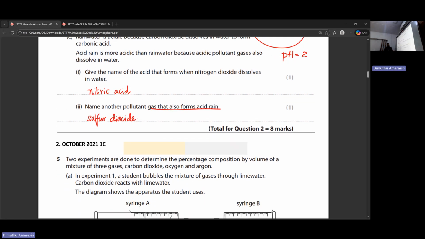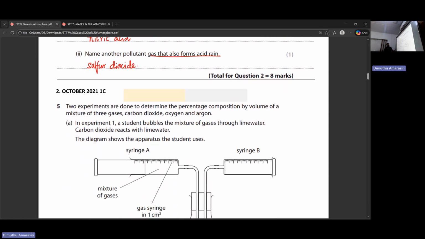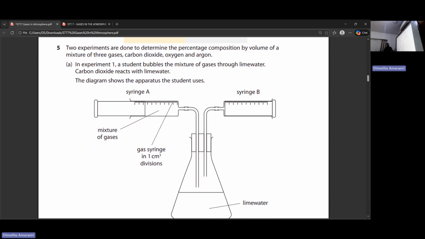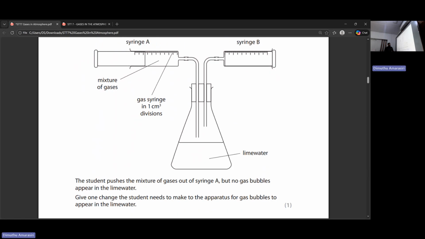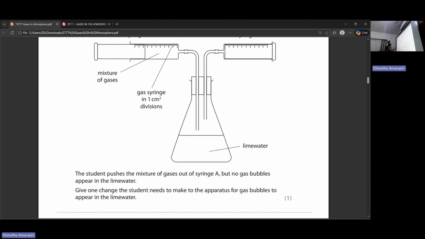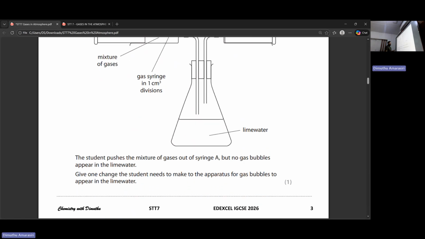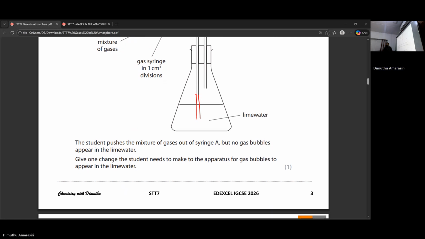You can write while I'm writing too. So this is also a nice experiment. You have a mixture of gases, a gas syringe, 1 cm³ per division. The student pushes the mixture of gases out of syringe A, but no gas bubbles appear in the lime water. What one change does the student need to make? Dip the end of the delivery tube in the lime water. Agreed?